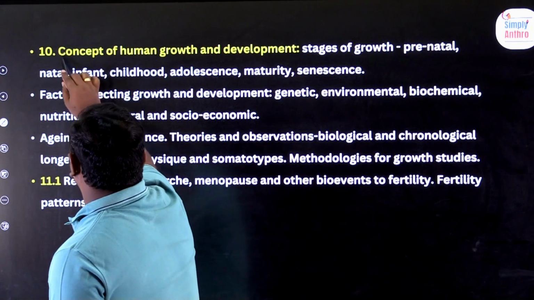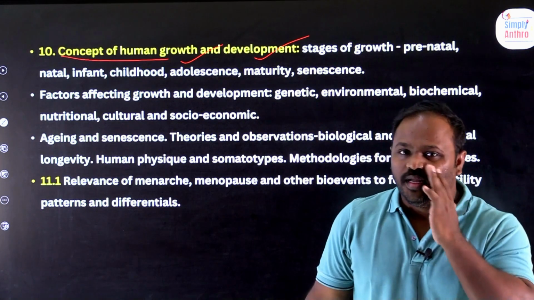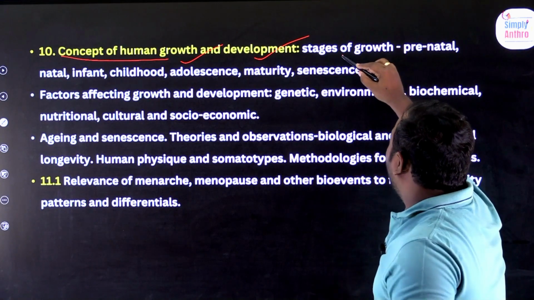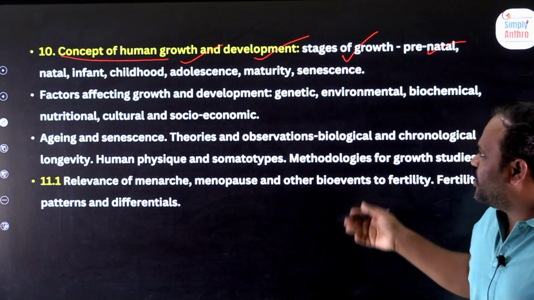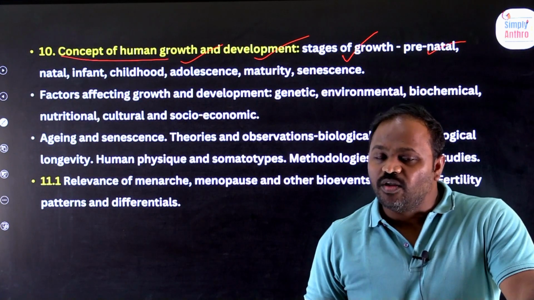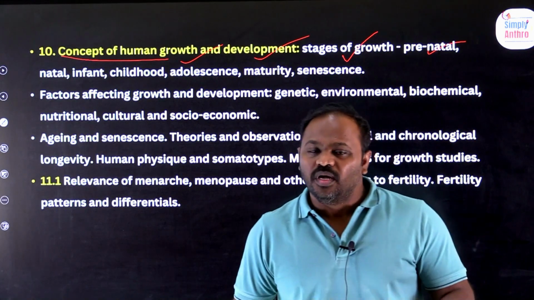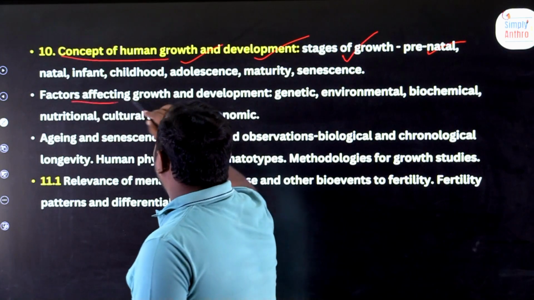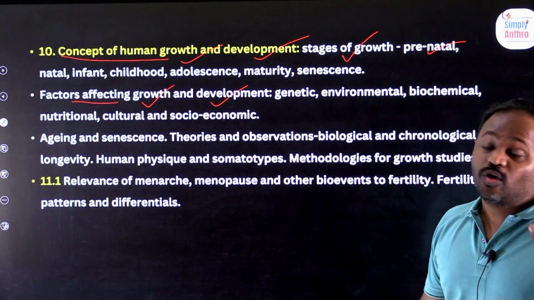Biology. And chapter 10 is the concept of human growth and development. Again, it is one of the small chapters. Human growth and development: how a human baby grows. Let us talk about the stages of growth: prenatal, natal, infant, childhood, adolescence, maturity and senescence. And how a zygote is formed in the mother, how the baby is growing, how the delivery happens, how the brain is increasing, all this. Factors affecting growth and development: what are the factors affecting baby growth and development?